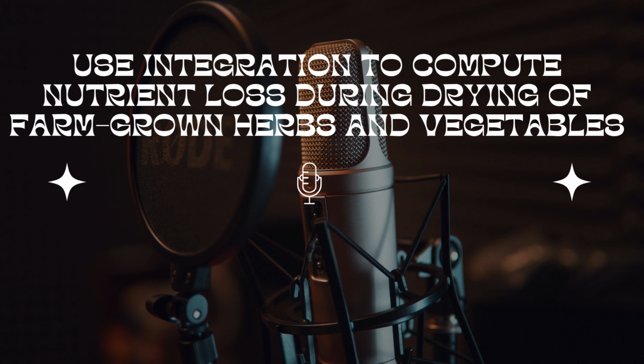Glad to be here. So today we're digging into something pretty fascinating. We've got these sources looking at farm herbs, veggies, and how we preserve them. But the surprising part, how much advanced math comes into play. Right. Calculus, specifically integration. Integration and drying basil seems worlds apart. It does at first glance. So our mission today is basically to figure out what calculus can tell us about nutrient loss when you're drying food from the garden. Let's get into it, because drying isn't just about water leaving.